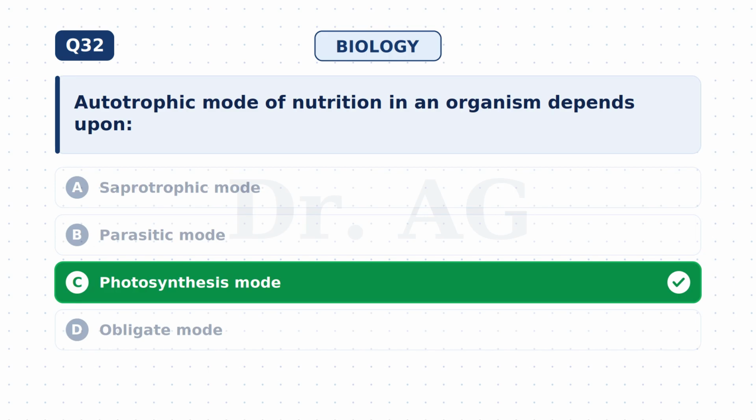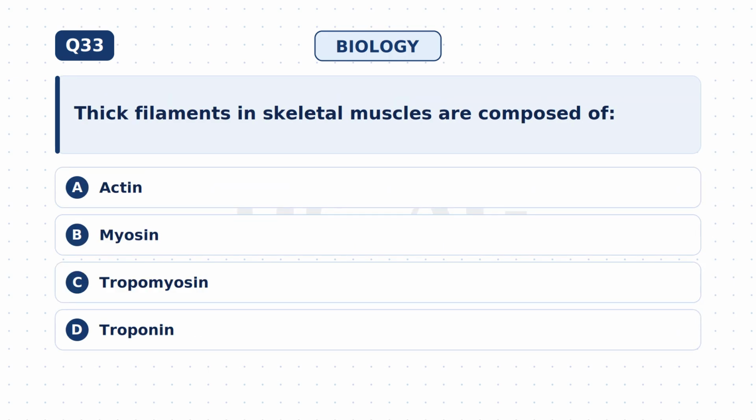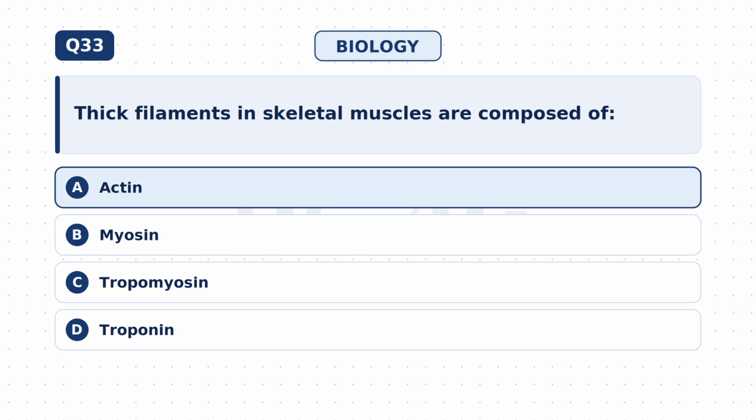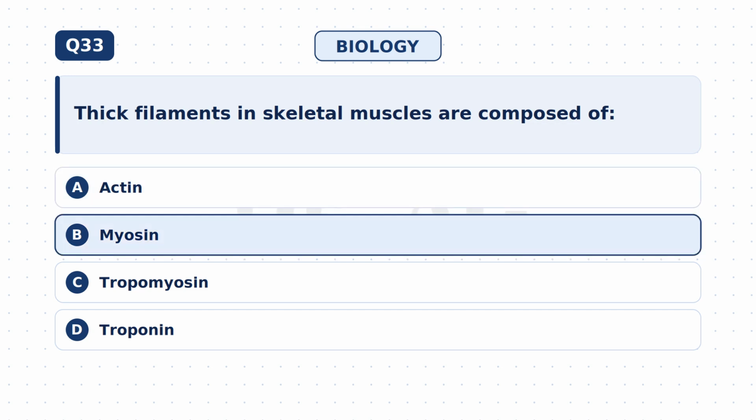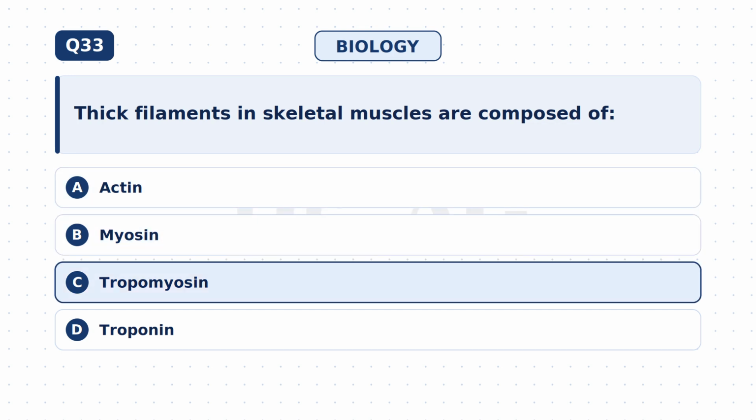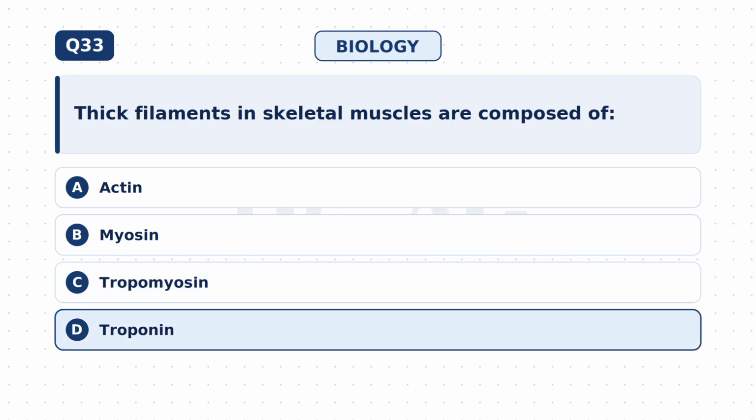The correct answer is C, photosynthesis mode. Question 33. Thick filaments in skeletal muscles are composed of: Option A, actin. Option B, myosin. Option C, tropomyosin. Option D, troponin.